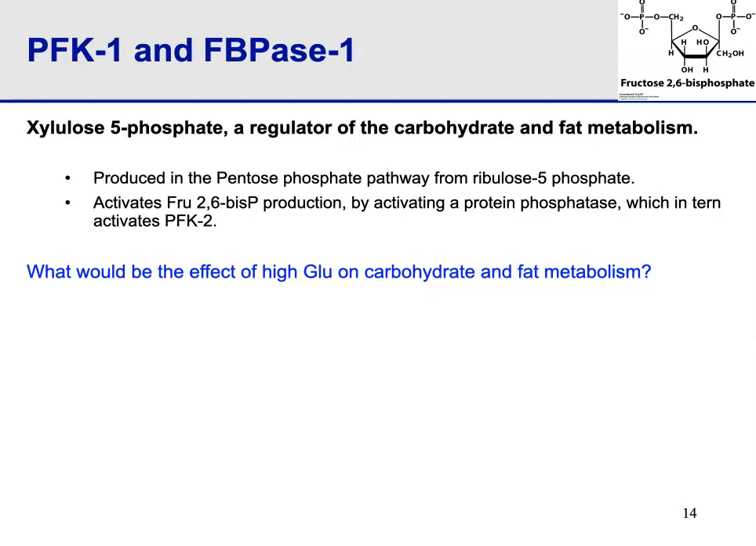But if there's no need of newly synthesized nucleotides, what would happen with that ribulose 5-phosphate? It will be recycled, as you remember, in the non-oxidative phase. To enter the non-oxidative phase, the ribulose 5-phosphate will be converted to xylulose 5-phosphate. Xylulose 5-phosphate stimulates the phosphatase enzyme that dephosphorylates the enzyme that controls the production of fructose 2,6-bisphosphate, meaning that will stimulate the PFK2 function of that enzyme, which will increase fructose 2,6-bisphosphate, which in turn will stimulate PFK1 or glycolysis. So you can see how these are connected. Glycolysis is stimulated, and at the same time fatty acid production is stimulated.